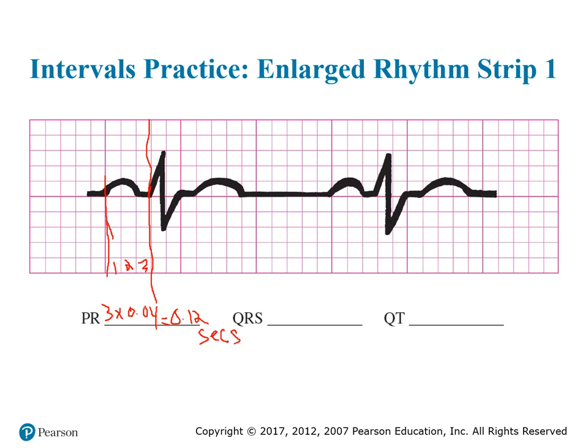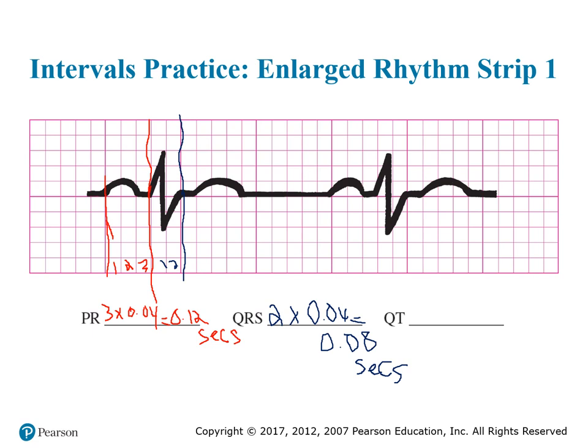So for QRS, we do the same thing. We go at the J point. So here, and then here. So that's 1, 2. So that's 2 times 0.04, which equals 0.08 seconds. Always put seconds, because we're measuring in seconds.